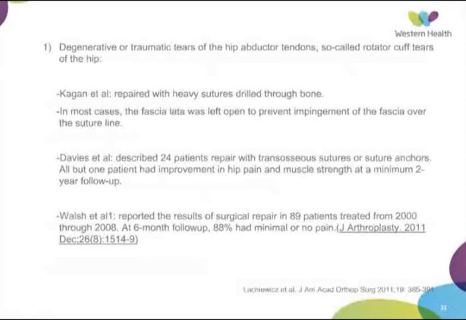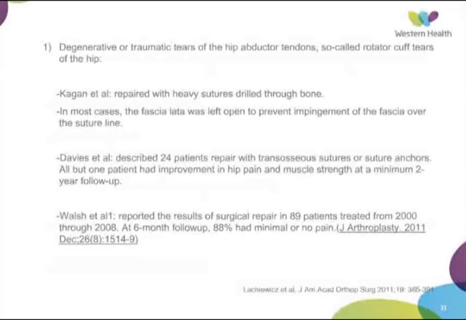The other ways of fixing the problem is either to do a tendon repair or do a tendon reconstruction of the area. In terms of repairing them, it's been divided into three main groups of tendon tears that will respond to repair. The first group is when there is a degenerative or traumatic tear of the abductor tendons, or the other name of it is the rotator cuff tears of the hip.